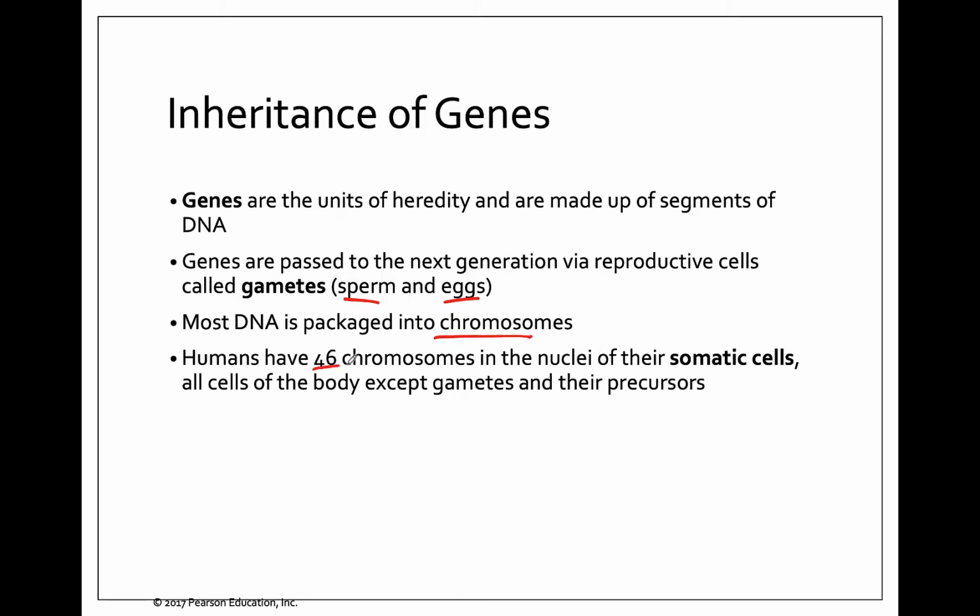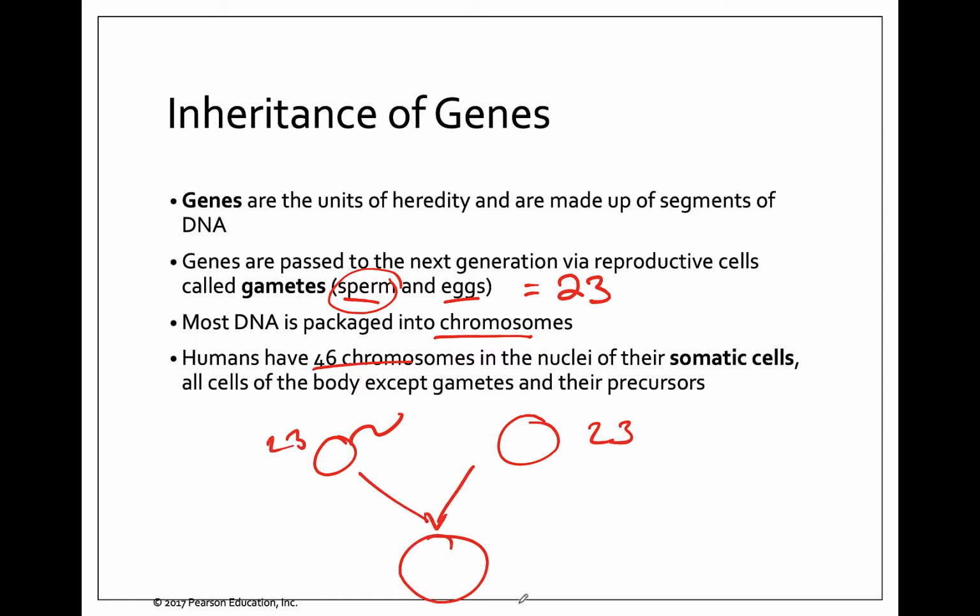So again, humans have 46 chromosomes. A sperm cell and an egg cell are haploid, meaning that they're only going to have 23 chromosomes. That way, when you have a sperm and an egg, which each have 23, and they come together to form the next offspring, that's going to have 23 plus 23, which is going to give us our 46 chromosomes that we need to have for body cells.